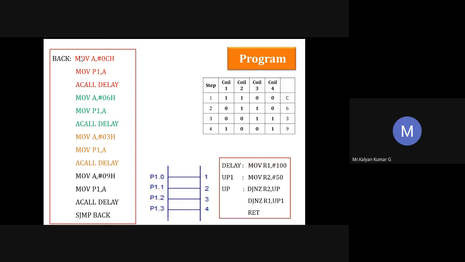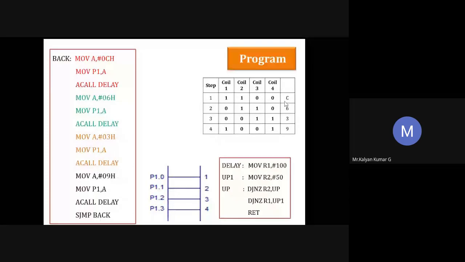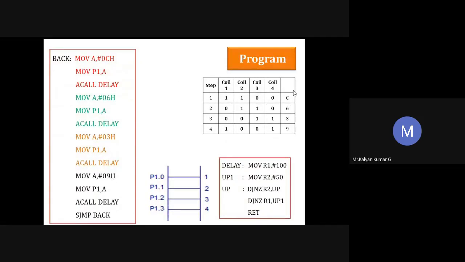In case I want to reverse the direction of rotation, it is possible. The only thing I do is change the order of the sequence. Instead of sending 0C, 06, 03, 09, I send 09 first, followed by 3, 6, and C. Obviously, your motor is going to rotate in the backward direction. Like this, you can make the motor rotate either forward or backward.